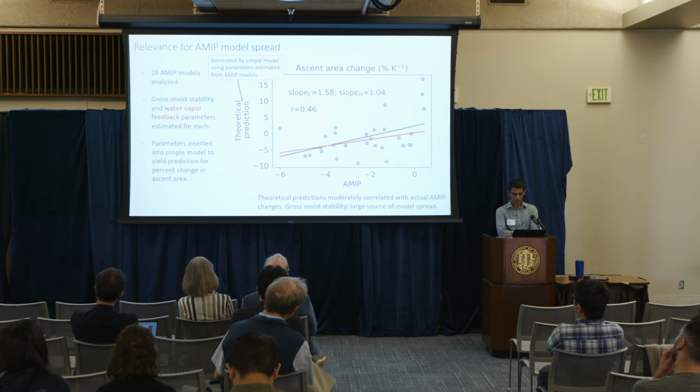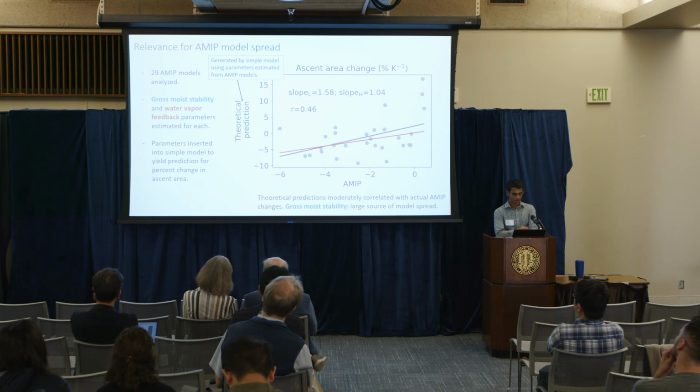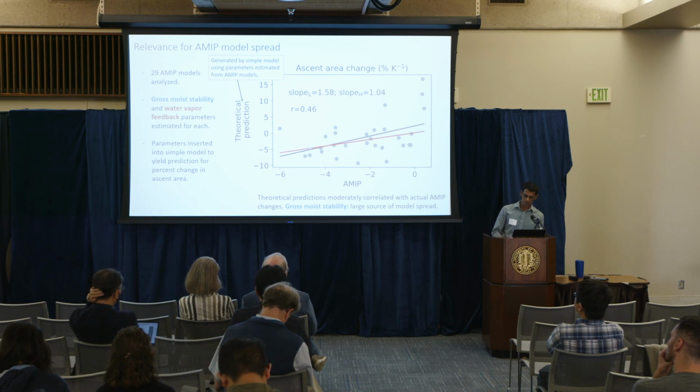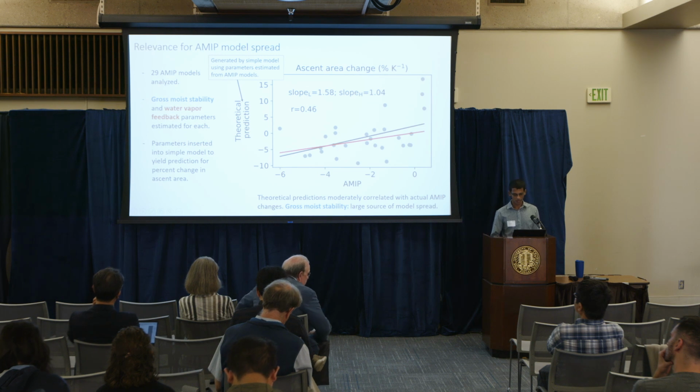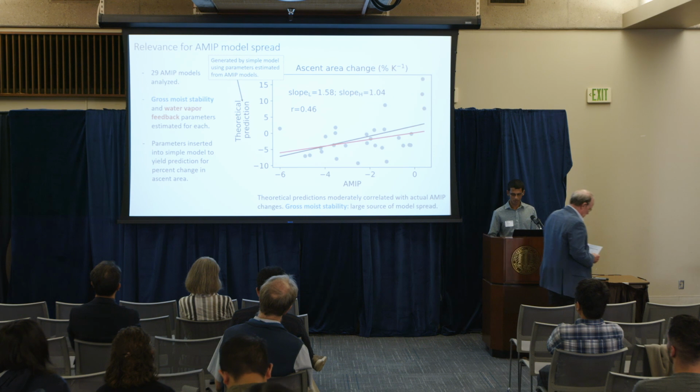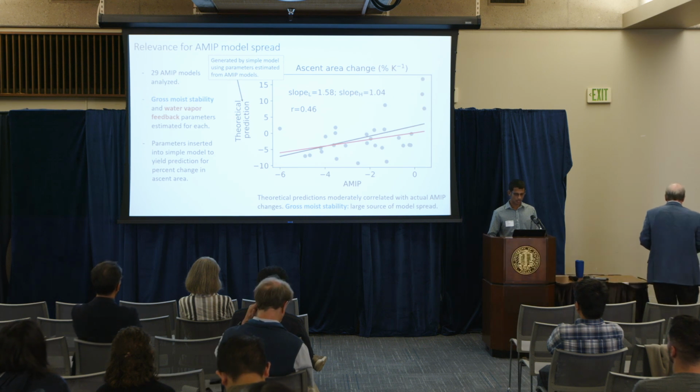So we took a bunch of AMIP models, estimated parameters from the AMIP models, and generated a prediction for this ascent area change, which has units of percent per Kelvin, and regressing predictions from the simple model against more complex, direct computations from the AMIP models gives you this plot. So there's a fair amount of scatter, but there's also a modest correlation, suggesting that the simple model has relevance for understanding the intermodel spread in more complicated models.